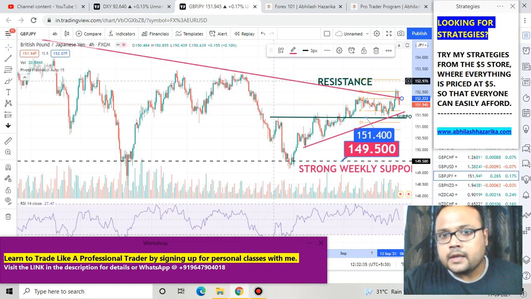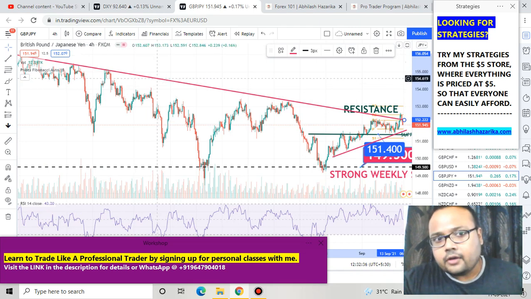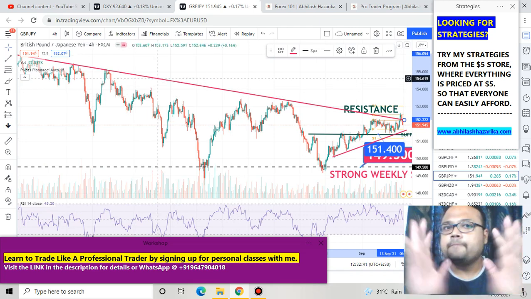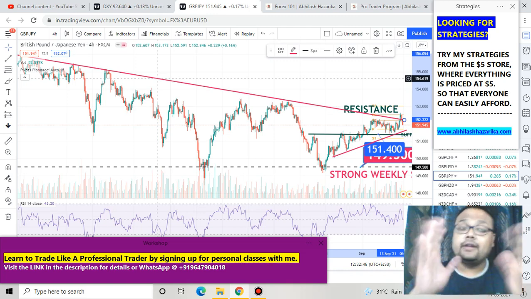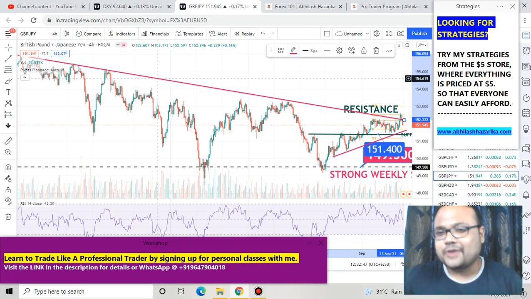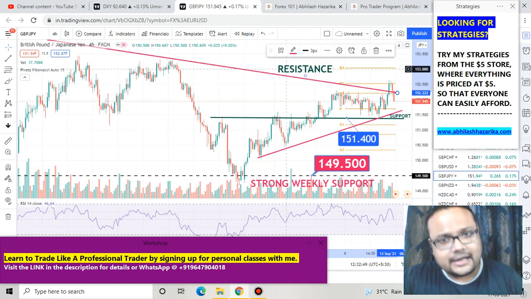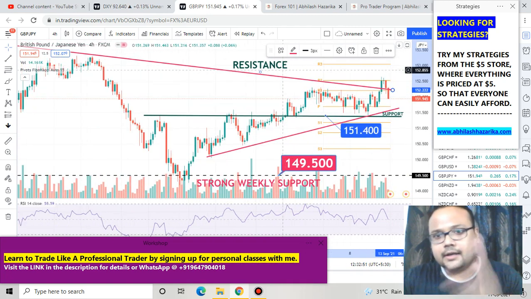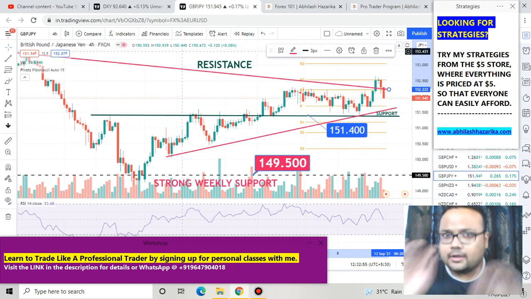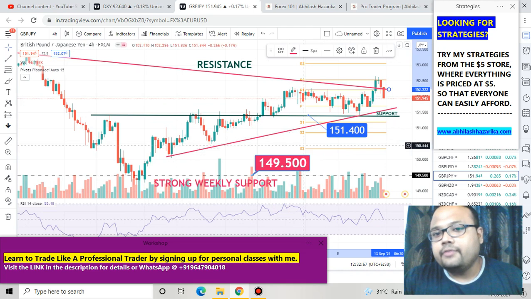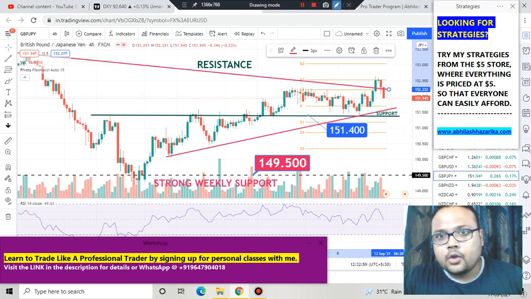So if you have already drawn this trend line on your chart, then I'll request you, please do not remove the trend line. The trend line still has some importance. The trend line is still acting as a resistance for the market. Clear? So apart from this resistance, the next important level on the chart of GBP JPY is the 151.40 level.